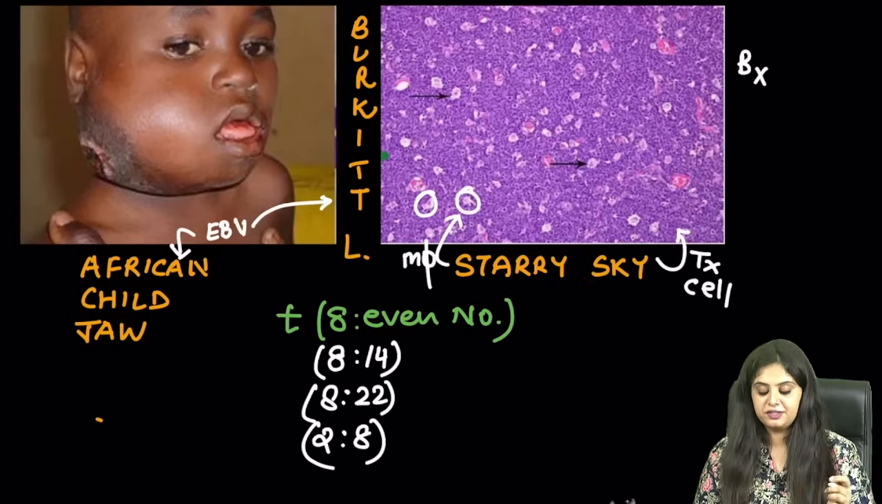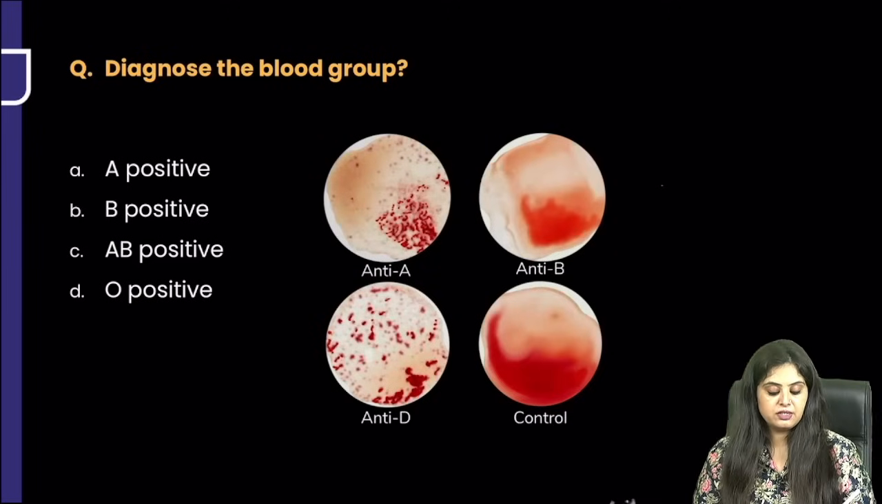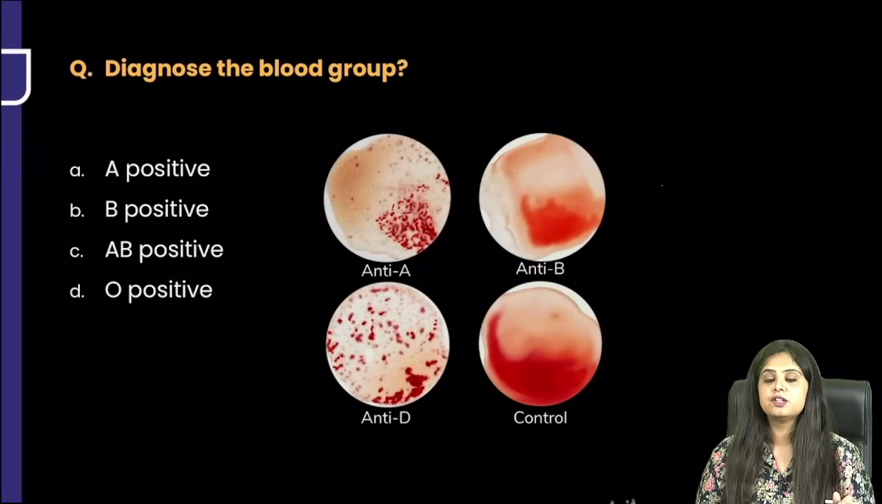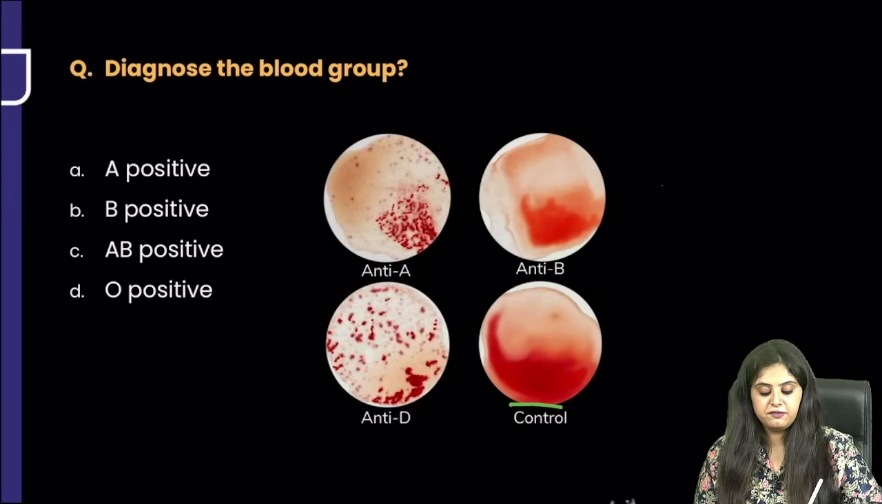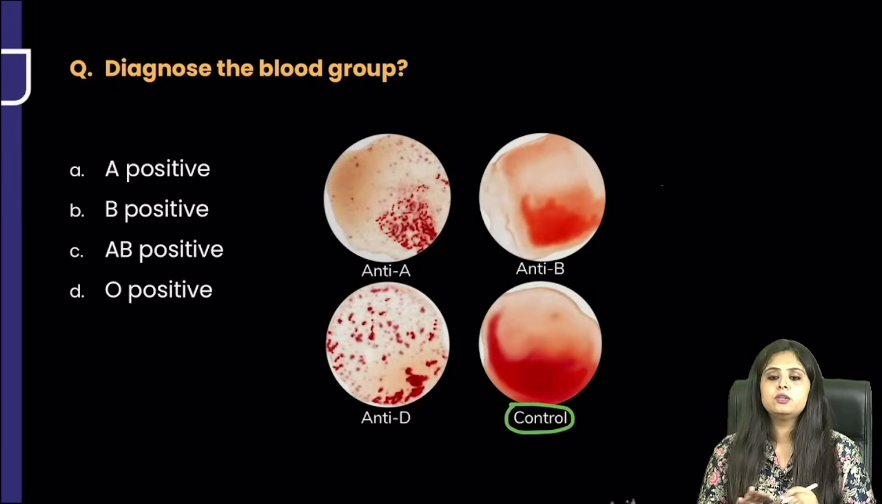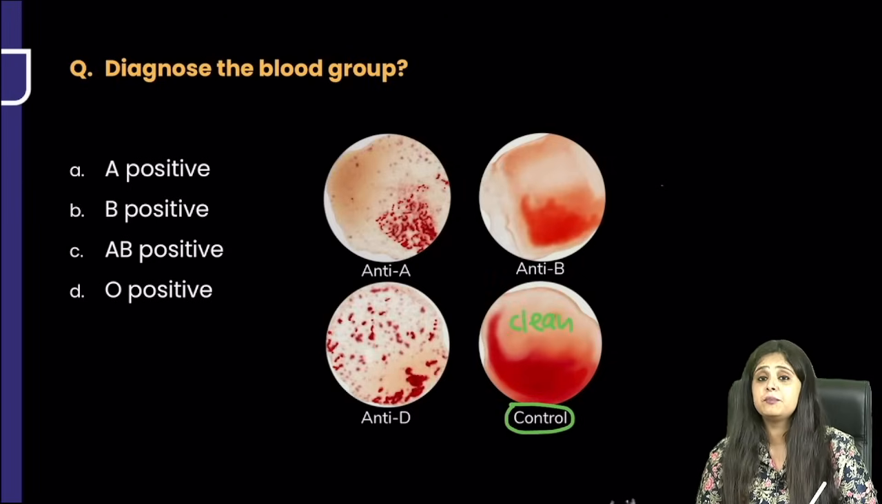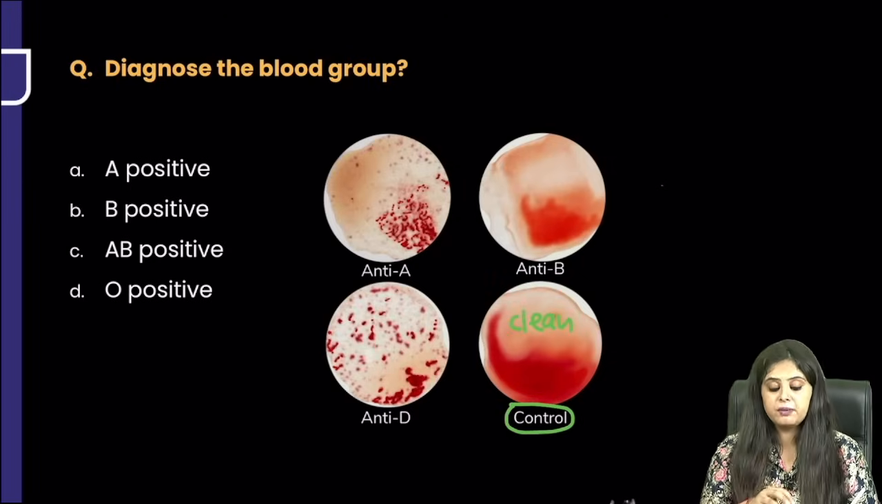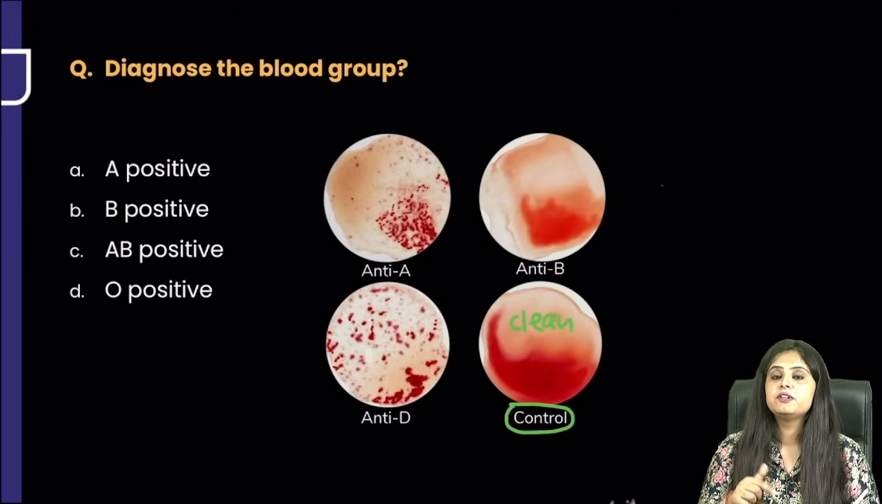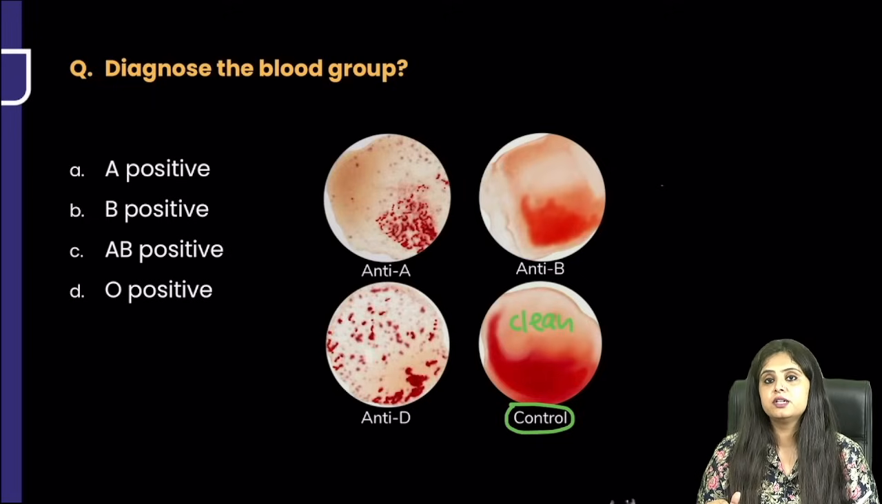So starry sky appearance. Moving on to the next question, diagnose the blood group. For diagnosing the blood group, the simple take-home message is wherever you have to see, first look out for control. The control should be clean. The control sample should never be clotted. If the control sample is showing clots, this means you have collected the sample in an incorrect manner and you don't have to read the report. The control should be clean, no clot, so it's fine.